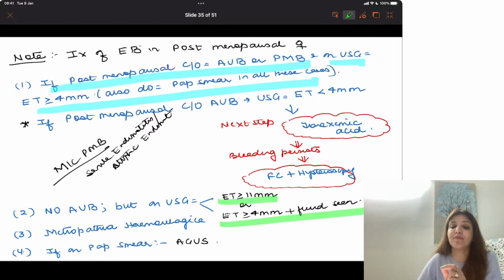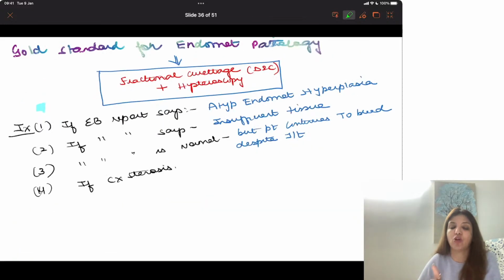Then if your question mentions metropathia hemorrhagica, in metropathia hemorrhagica you do endometrial biopsy, and if on pap smear you are getting atypical glandular cells of unknown significance, then you do endometrial biopsy. So these are all indications for doing endometrial biopsy. As I told you, the gold standard for endometrial pathology is not endometrial biopsy, it is fractional curettage and hysteroscopy.